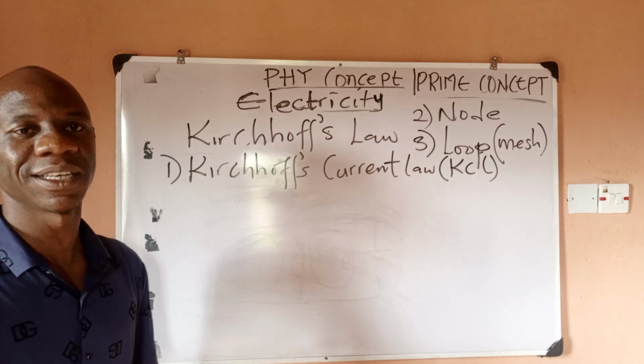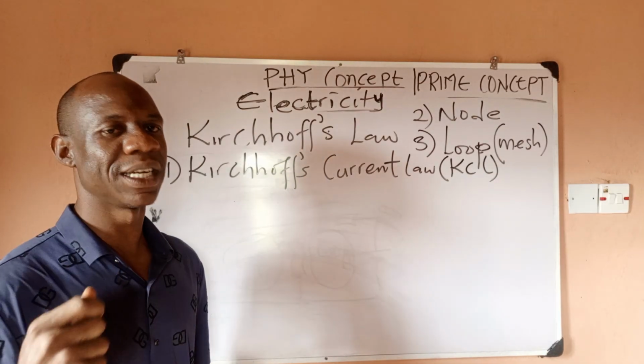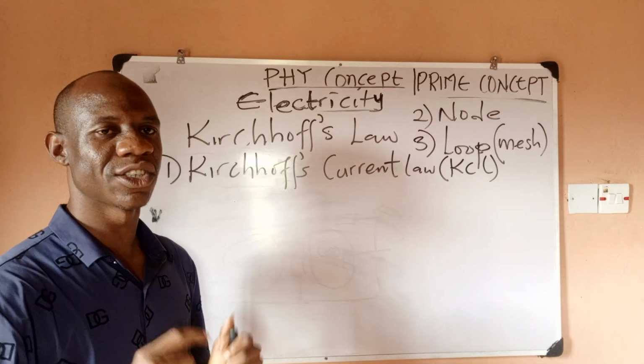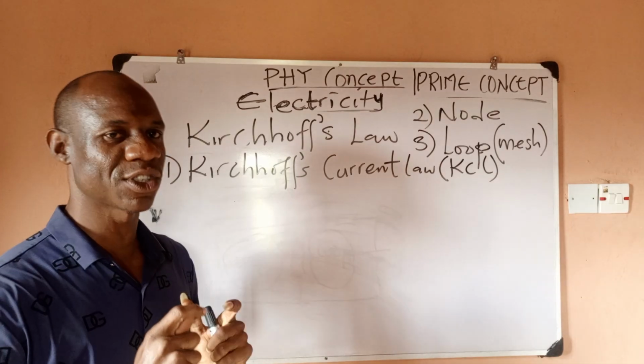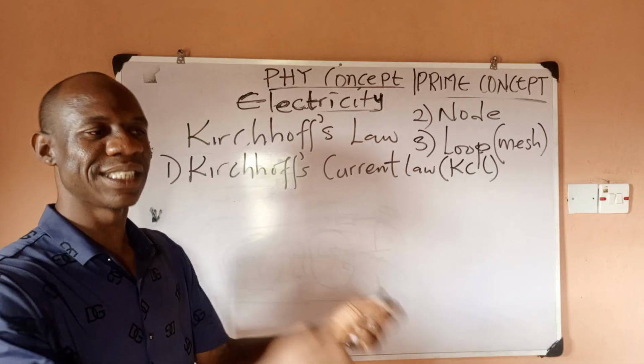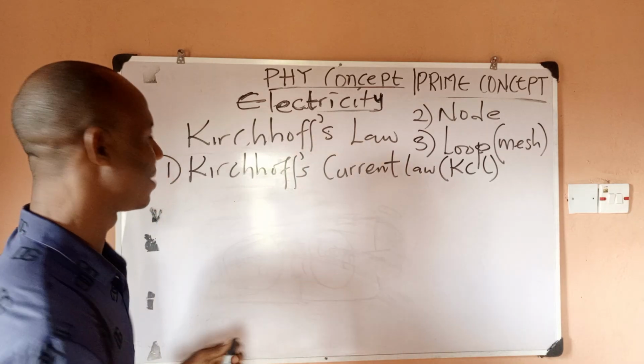Now what does the law say? The law simply states that the net sum of current entering a junction is equal to the net sum of current leaving the same junction. The total current entering a junction is equal to the total current leaving that same junction. What do we mean by this?